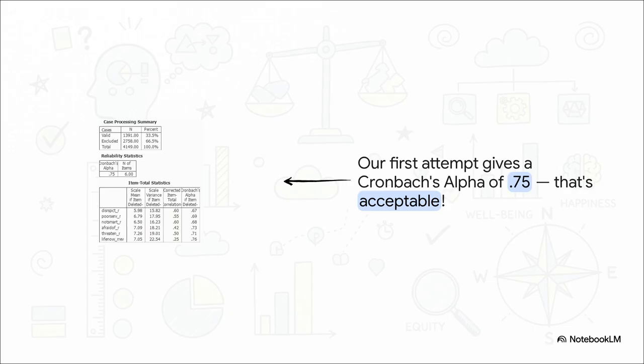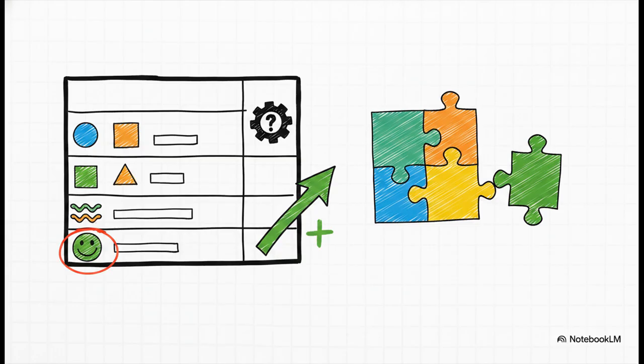But if you look closely, the data is giving us a little hint that we might be able to do even better. The secret is hiding in that last column of the output table. It's basically a what-if game. It shows you what the alpha score would be if you dropped each item, one by one. And look at that last row for our life now variable. The table is telling us that our alpha would actually go up if we got rid of it.